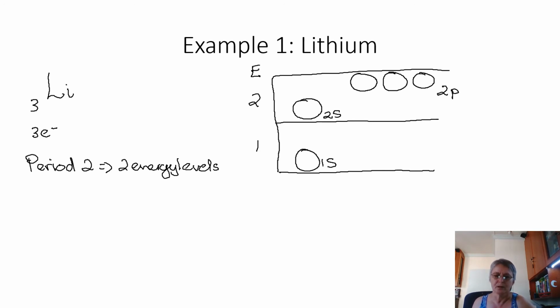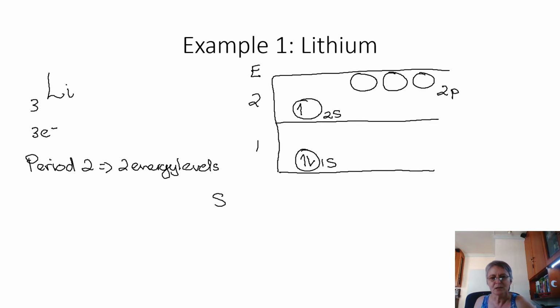So I use Pauli's exclusion principle. A maximum of 2 electrons with opposite spin will fill the lowest orbital. So I've got 2 electrons there, and the next electron goes into the 2s. So this is the Aufbau diagram for lithium.